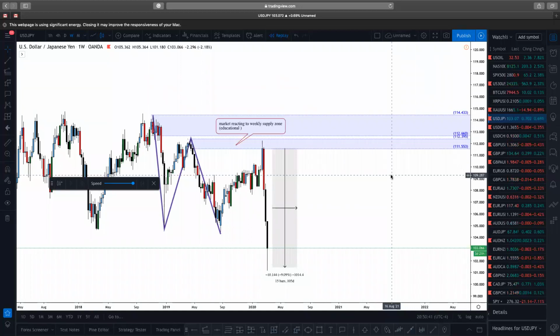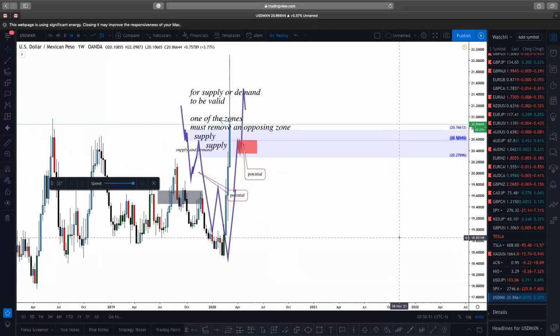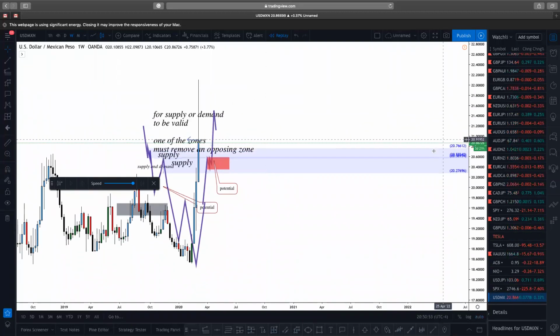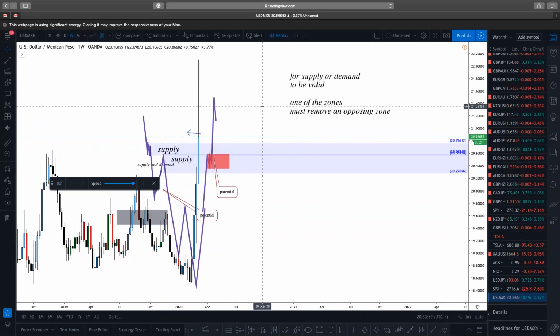So any questions on this topic we did today? Basically, for supply and demand to be valid, one zone must remove an opposing zone. Any questions? I just have one question. Mm-hmm. So for removing the zones, does it have to remove a valid zone to be valid, or is it just an area where it bases and it removes that base and it's considered valid?